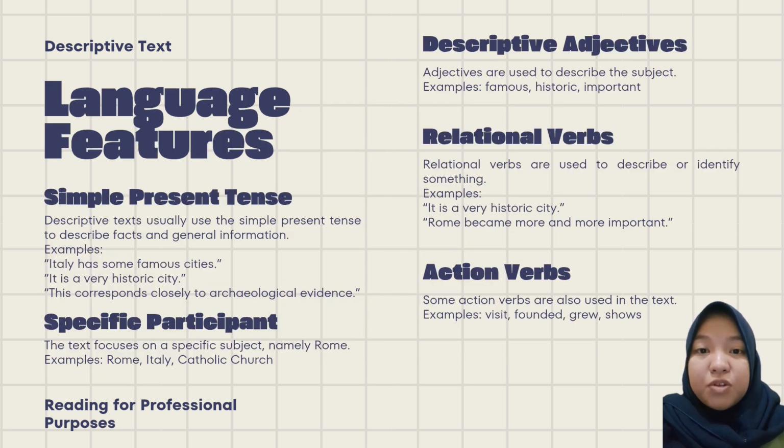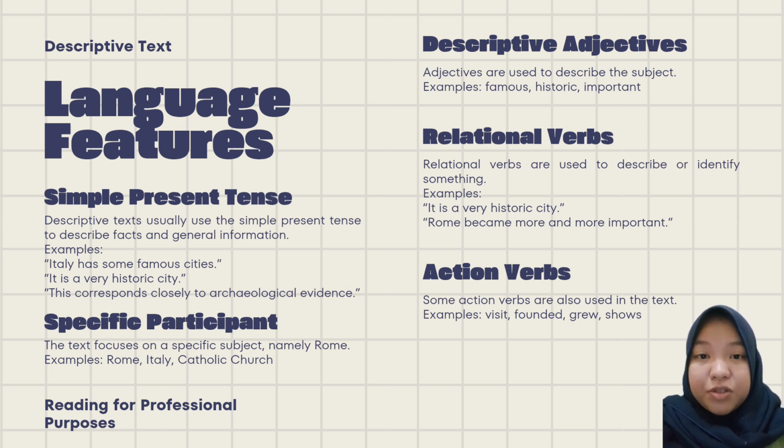Now, let's move to the language features. The first language feature is simple present tense. Descriptive texts usually use simple present tense because they explain facts and general information. For example, it is a very historic city. The second language feature is descriptive adjectives. Adjectives are used to describe the qualities or characteristics of the subject in detail. Some examples are famous, historic, and important.